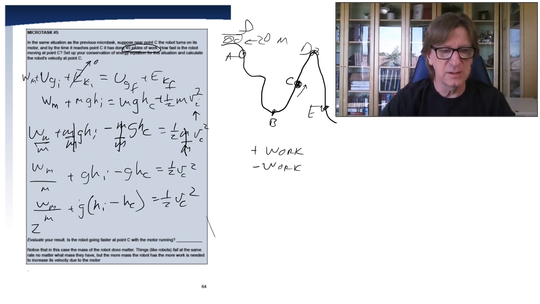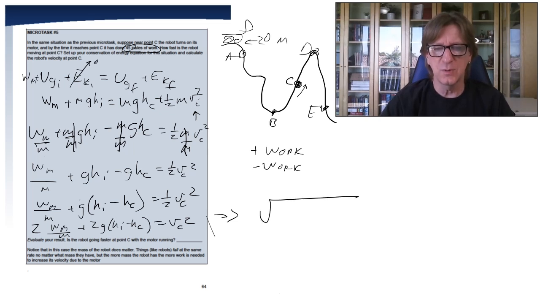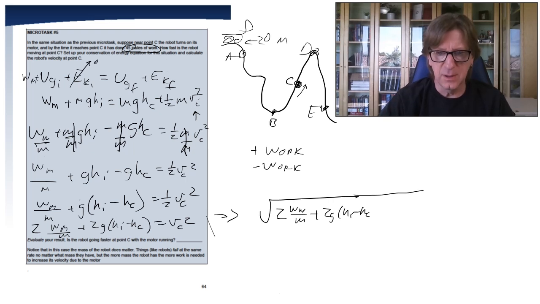And so I get, I'm just going to do this whole thing here, 2Wm over m plus, actually no, let's still do it term by term, just so that we're maintaining the habit. 2gHi minus Hc is equal to Vc squared. And then the last thing is just to take the square root. So I'll do that over here. I get the square root of 2Wm over m plus 2g(Hi minus Hc), and that is equal to, finally, our velocity at c.